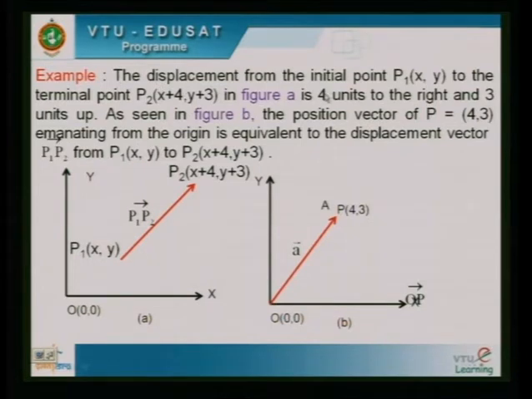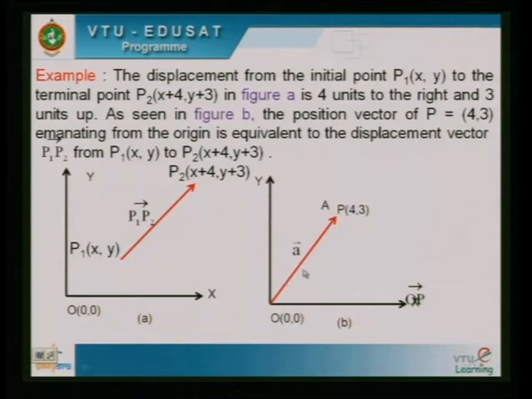The displacement from the initial point P1(x, y) to the terminal point P2(x + 4, y + 3) in figure A is 4 units to the right and 3 units up. It means it will move 4 units along the x axis and 3 units along the y axis. You can write P2(x + 4, y + 3). On the x axis, y axis, A is a vector, which can be denoted by P(4, 3). So this vector is denoted by A.